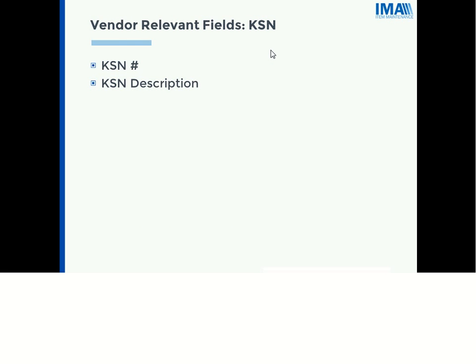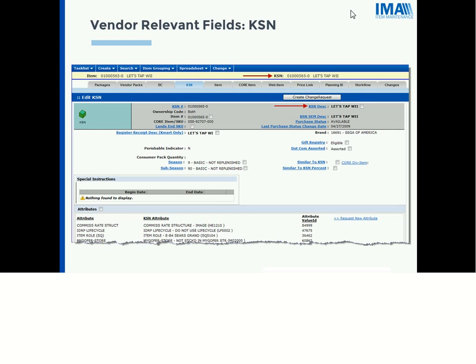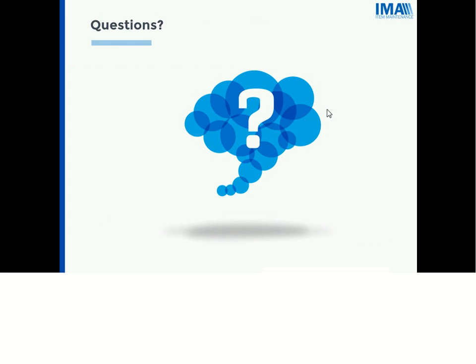So there's not a lot relevant on the KSN tab for you, the vendor. Mainly it's the KSN number as well as the KSN description. So here's your KSN number, and you will actually see this at the top of any tab that you go into. And then down here is your KSN description. This is the description that shows up on a lot of the reporting. So any questions on the KSN?